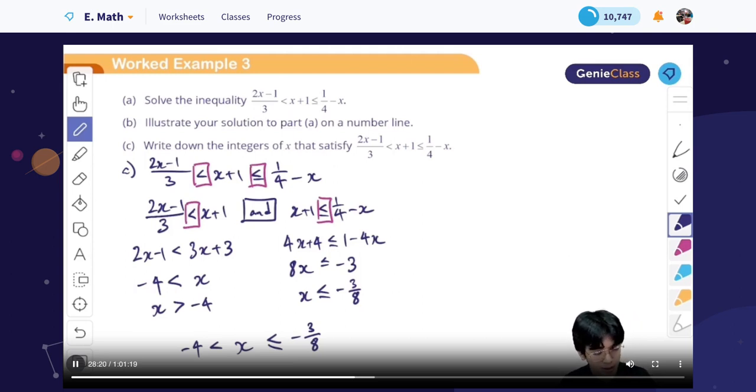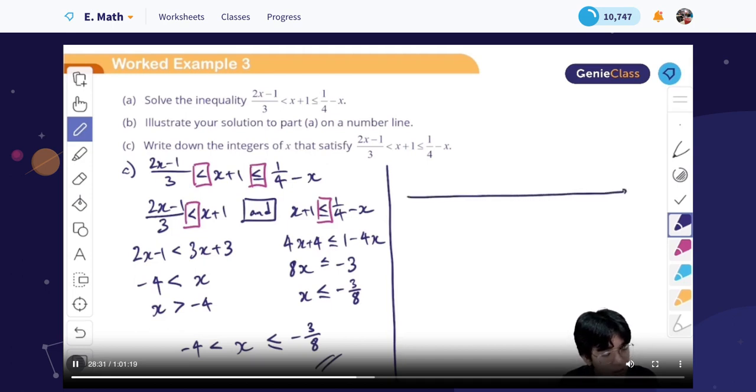So that is the answer. Part B asks you to illustrate your solution on a number line. Okay, so I'm going to draw the number line. Since everything is negative, let's just put 0, 1, 2, 3, 4. Oops, it's all negative. And negative 5. Okay, just one more number for extra measure.